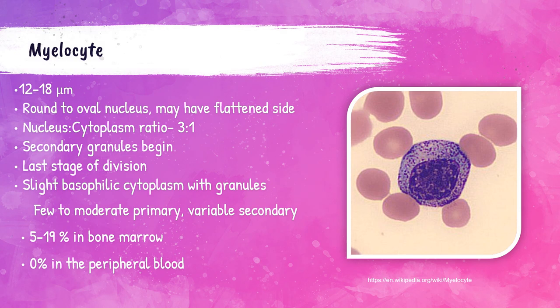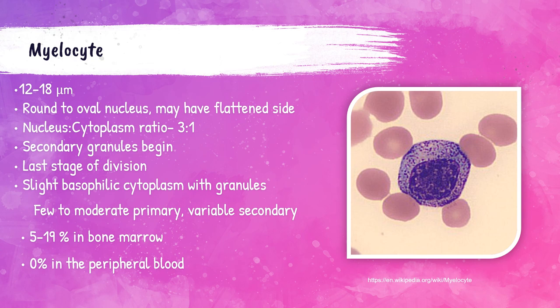The next cell in the maturation process is called a myelocyte, or abbreviated as a myelo. They have a round oval nucleus and may have a flattened side. The nucleus to cytoplasm ratio is 3:1. And as you can see in this photo of a myelo on the right-hand side, the cytoplasm of the cell is starting to look like the color of a normal mature neutrophil. It kind of has a pinkish hue to it. There can also be granules present, although not always. And these are not normal to see in the peripheral blood. If they're seen, it's called a left shift.